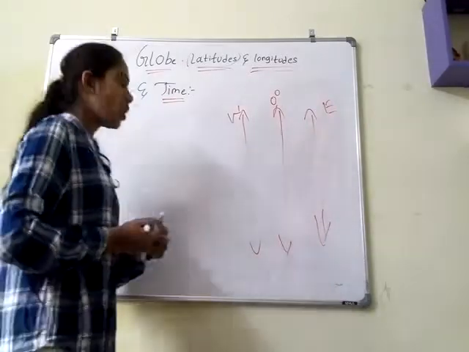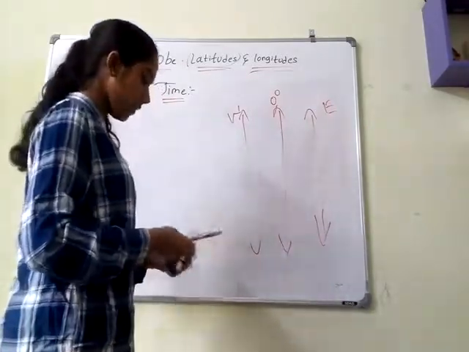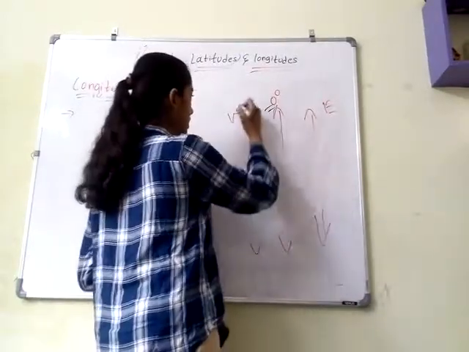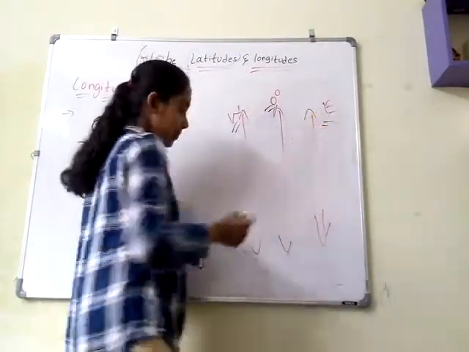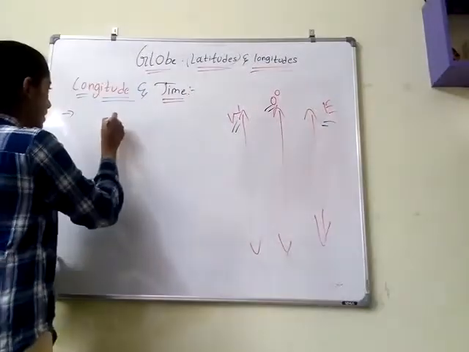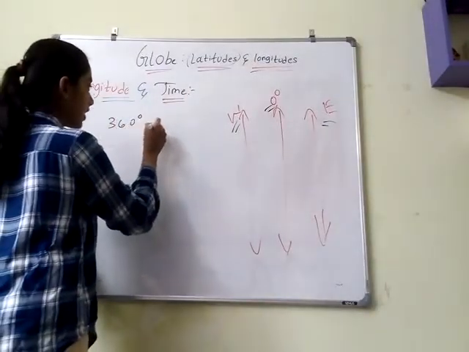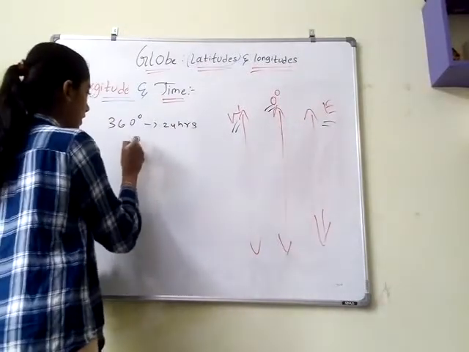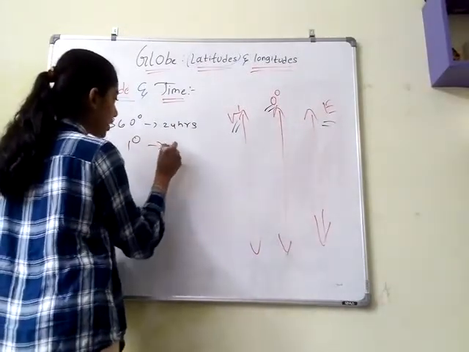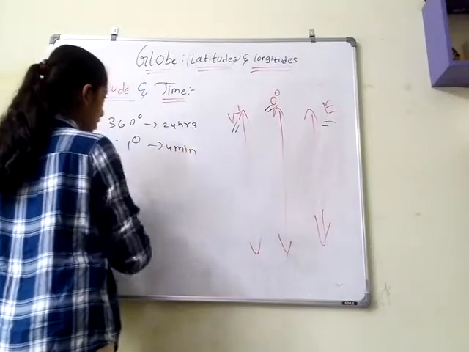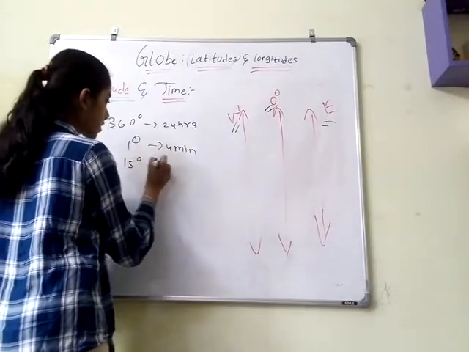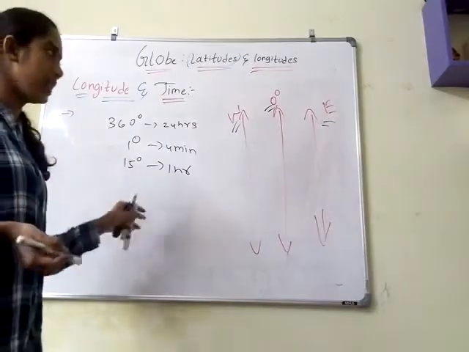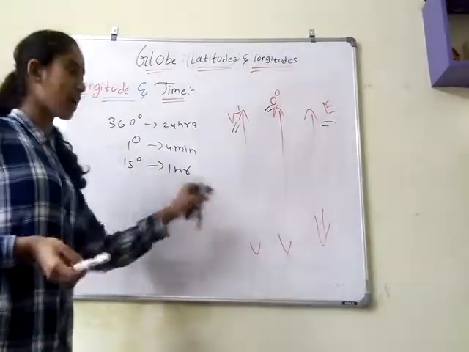Under longitude and time, I said that you have to imagine this as the prime meridian, and this is the longitude towards the east and this is the longitude towards the west. I said that 360 degrees will have 24 hours, 1 degree is 4 minutes and 15 degrees is 1 hour. So this is what I have said. Now with the help of this only we are going to see.